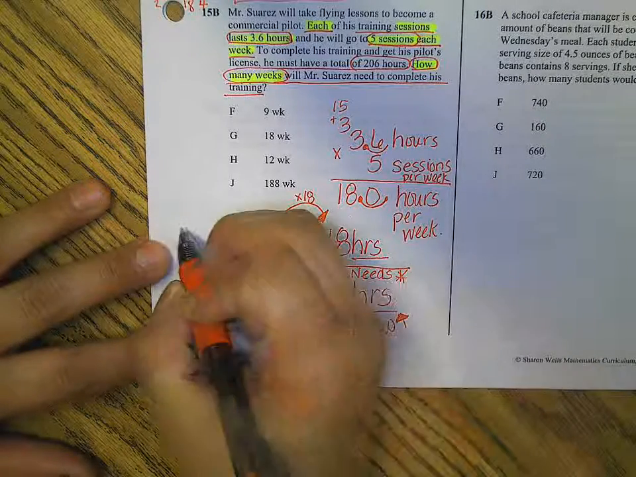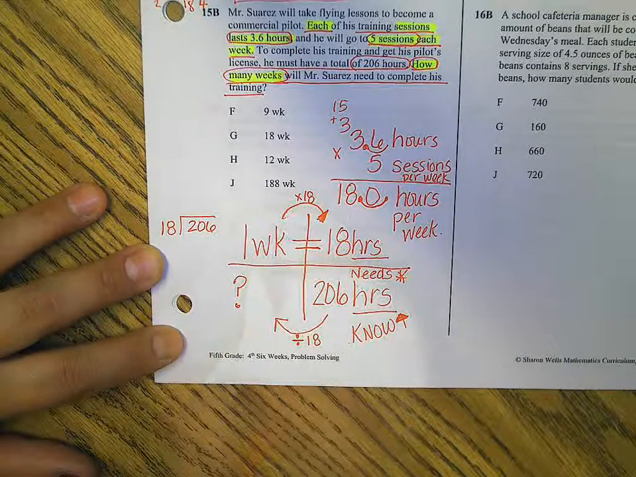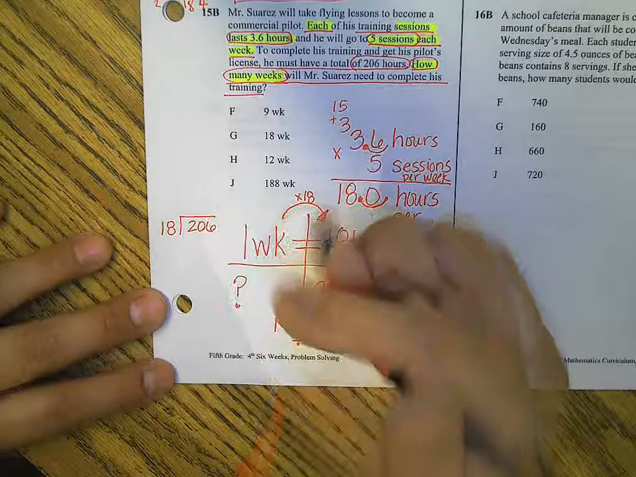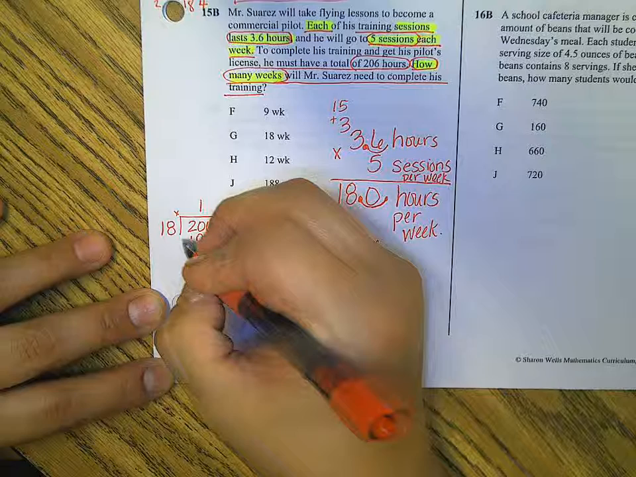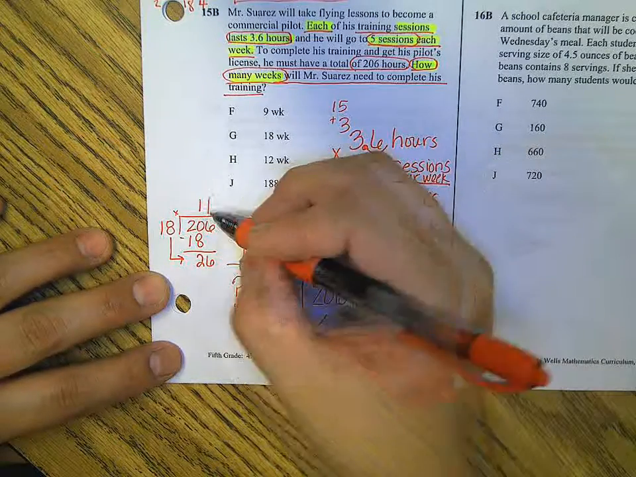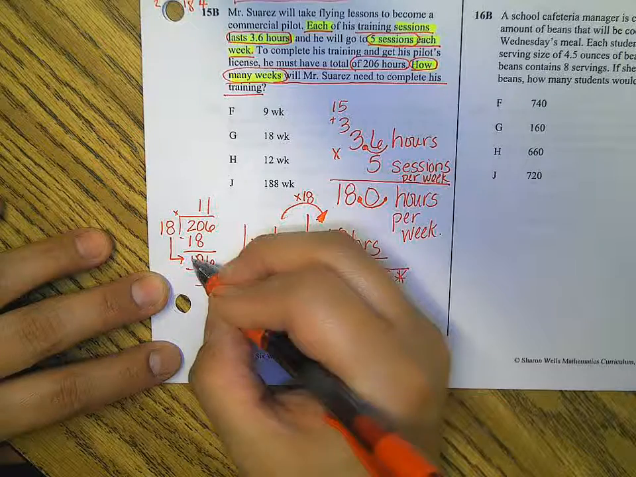So I'm going to go ahead and do that work over here off to the side. 18 divided into 206. Well, I'm going to start there with 18 into 20 goes one time. Subtract. 18 goes into 26 how many times? One time. Subtract. 8.